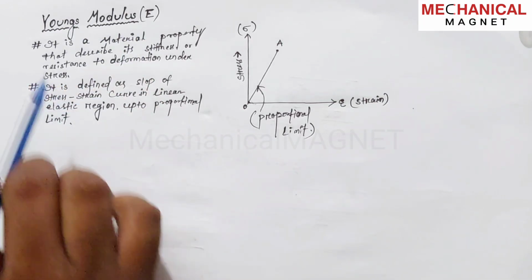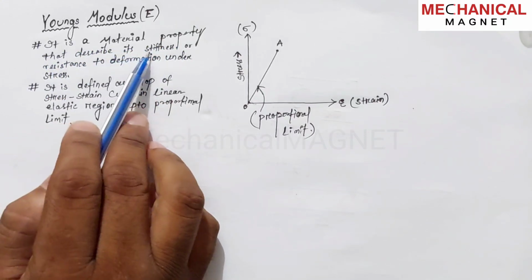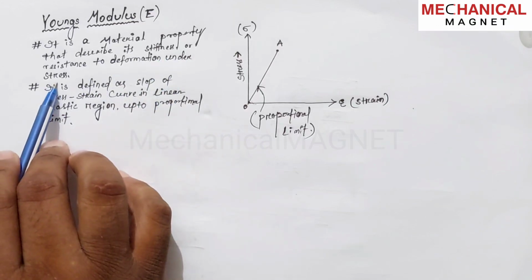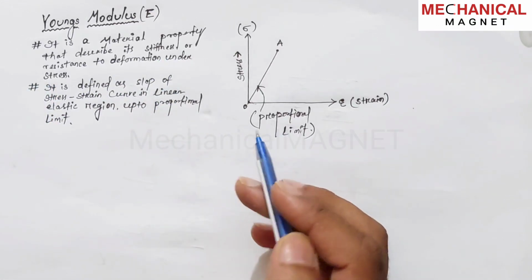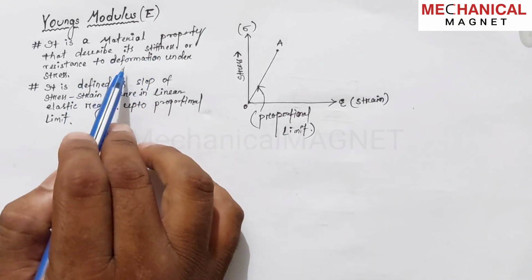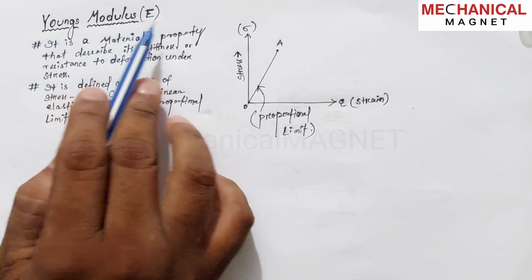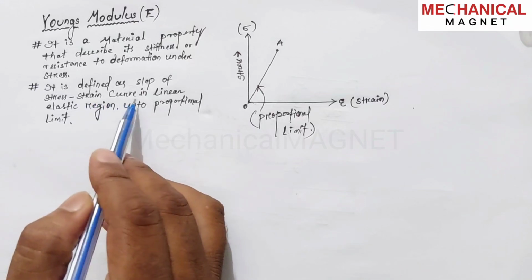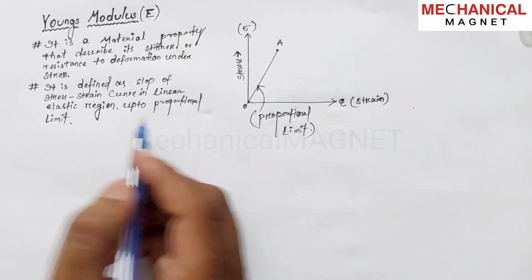So what is the Young's modulus? You can see here it is a material property that describes its stiffness or the resistance to deformation under stress. So when stress acts on a body, what will be the stiffness and the deformation due to that stress? That can be described by the Young's modulus E, and it is defined as the slope of the stress-strain curve in the linear elastic region up to the proportional limit.